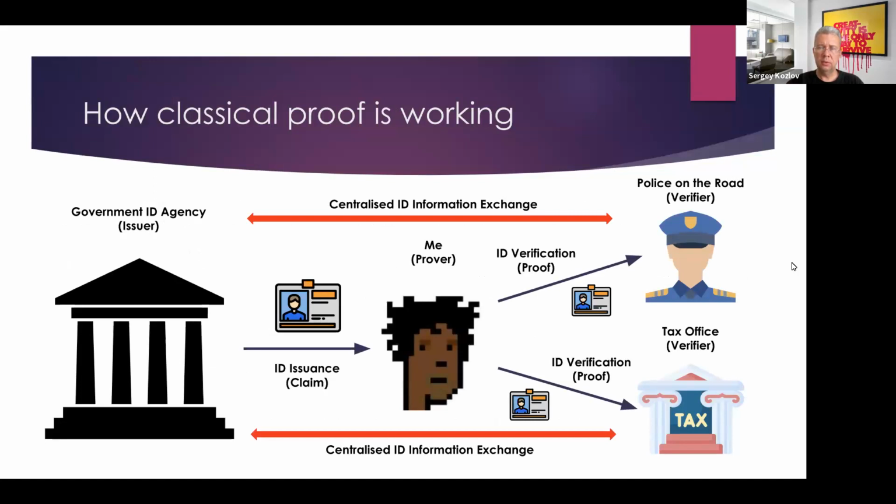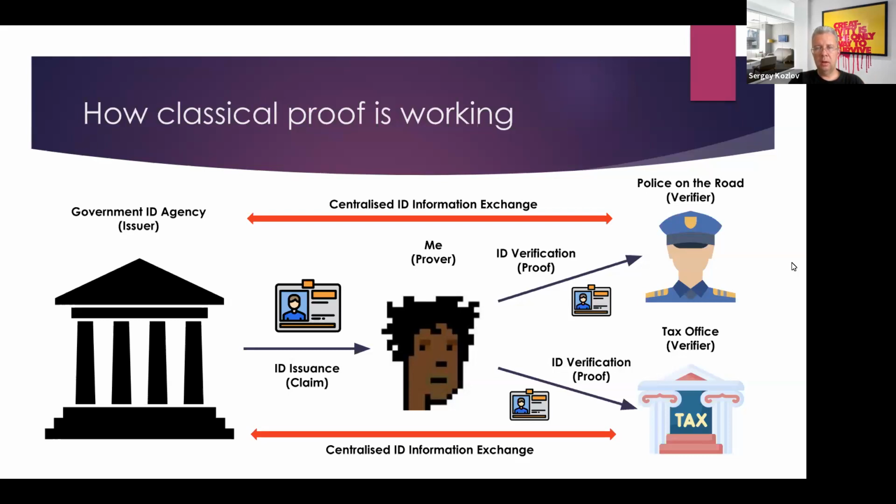So if we have our general system as it works now, we have some government ID agency, it's the issuer. We have some ID, maybe passport, maybe driver license, and it is called a claim. If we speak about zero-knowledge technology, we are the provers, and we have someone who wants to verify our ID. For example, the police on the road.